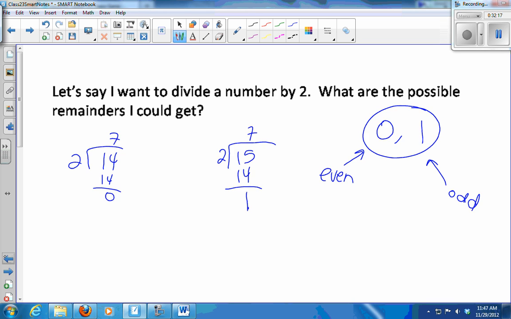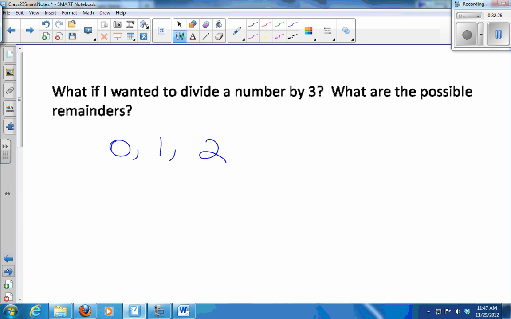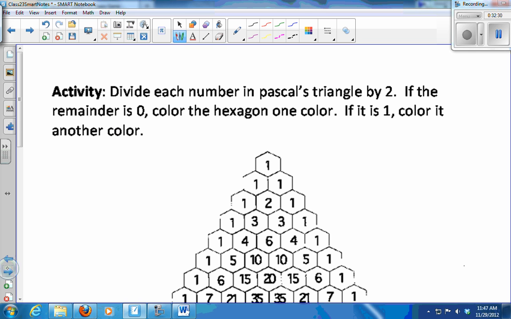Now, in this case, we have special names for the remainders. Remainder 0 was even and remainder 1 was odd. We don't have special names here. Okay, these guys don't have special names.